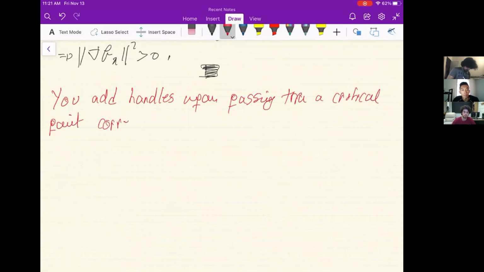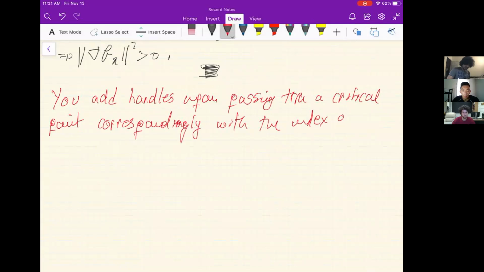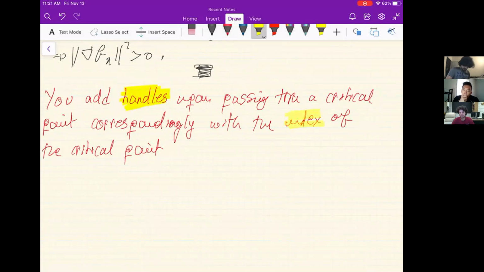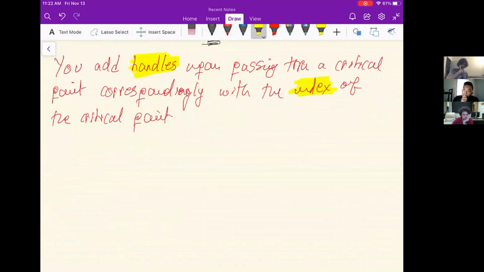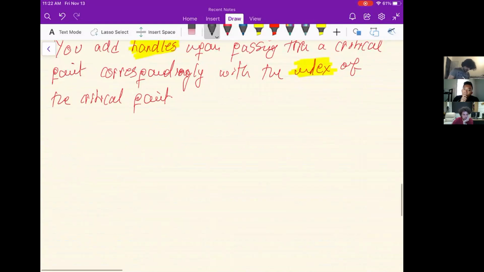Okay, correspondingly, with the index of a critical point. So there is this notion that I have to define, and I guess this one you may have guessed already. So I'll start with the easiest, which is talking about index, because we've already set up everything. So basically, we define the index.